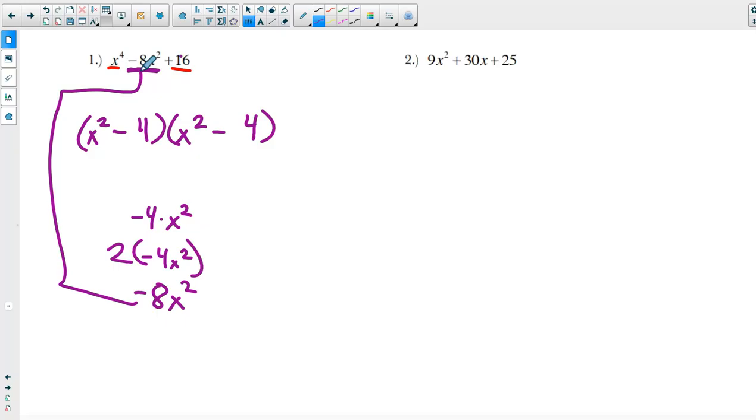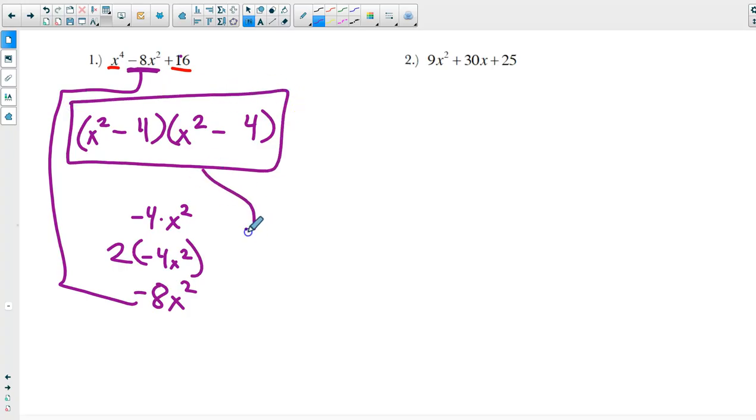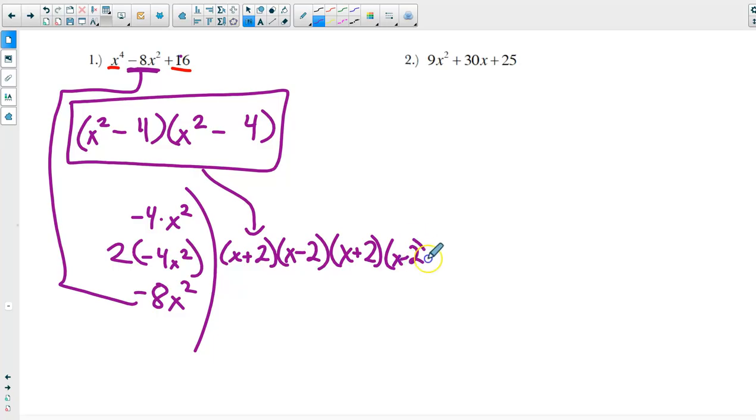Am I done factoring that though? Why would I not be done factoring that? I can simplify more. We just looked at perfect square trinomials, but this does factor more. I have the difference of perfect squares here. So I actually can write this as x plus 2 times x minus 2 times x plus 2 times x minus 2, because it does factor down further than that. So that would be factored completely. That would not be the perfect square trinomial though. So that's what it factors to.